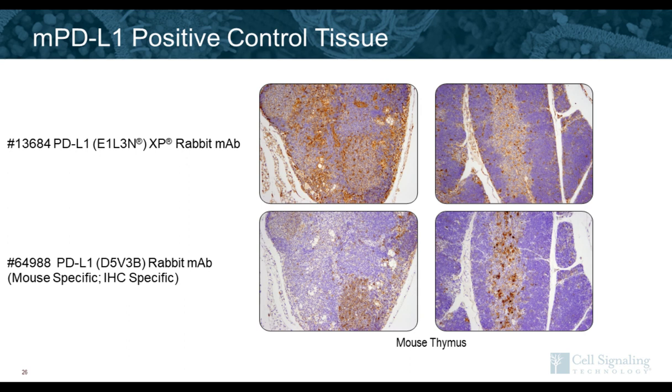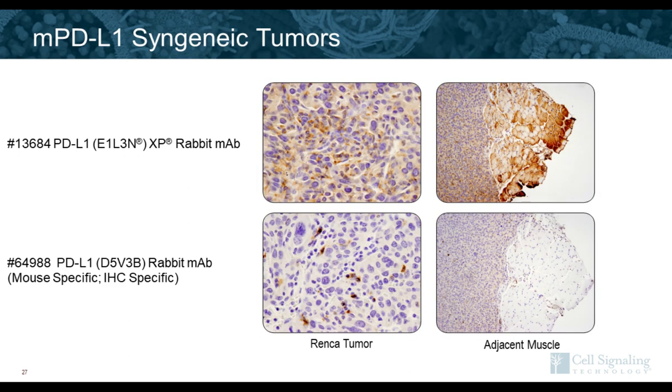As we moved to tissue testing, more differences emerged. Both antibodies seem to detect different subsets of immune cells in the mouse thymus. We can hypothesize that number 64988 on the bottom is more likely to be correct based on the stronger signal in the transfected cells, but more testing is required.